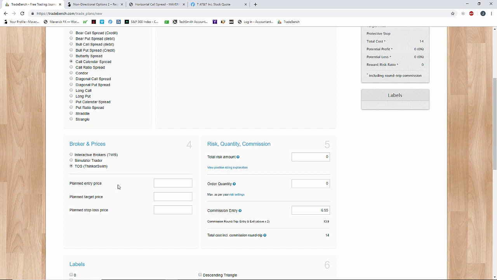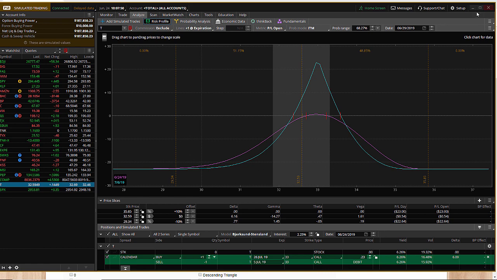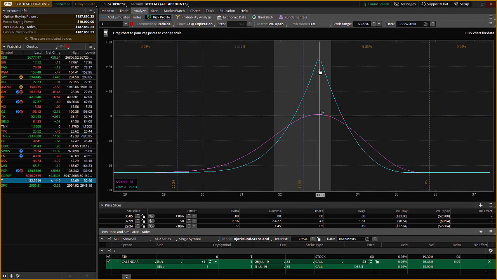So I use thinkorswim. My planned entry price is 23 cents. My planned target price, folks. Now remember how we get our target price. I'm going to bring this back over. Our planned target price is going to be up in this area, right? So if we stand to make $25.34, now I'm looking over here again, $25, and I got up to 34 cents there. Let's call it $25 just to make things easy, okay?